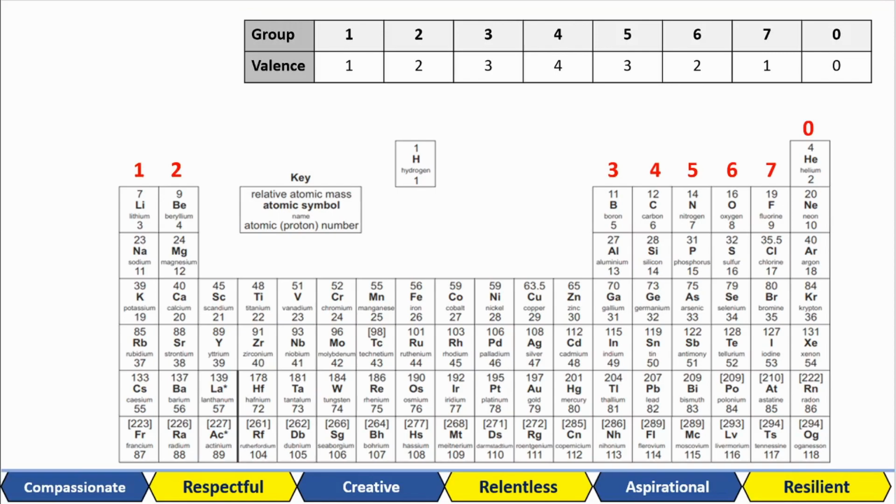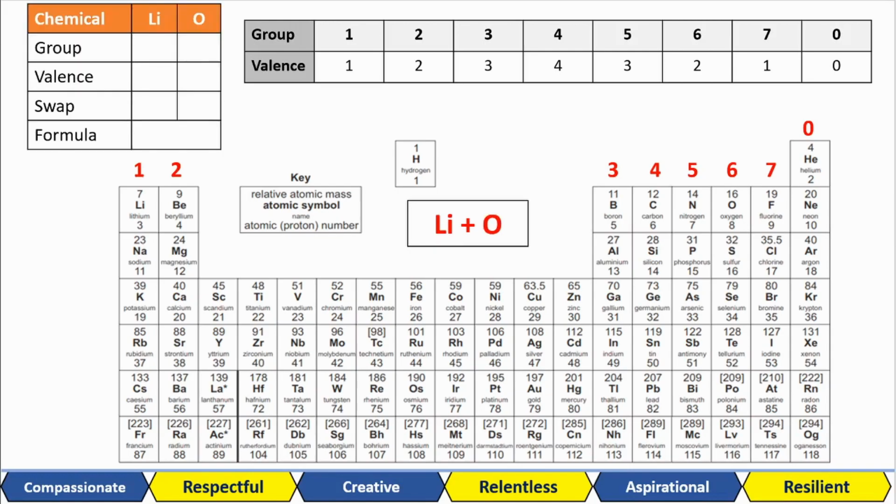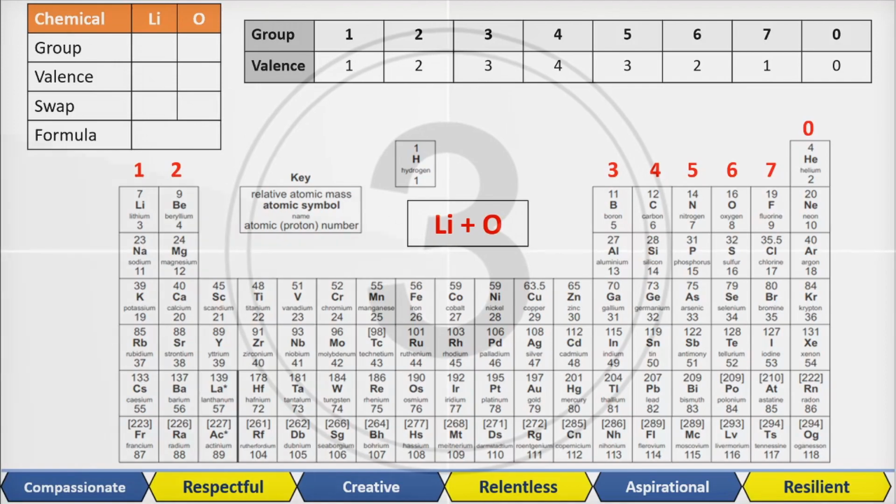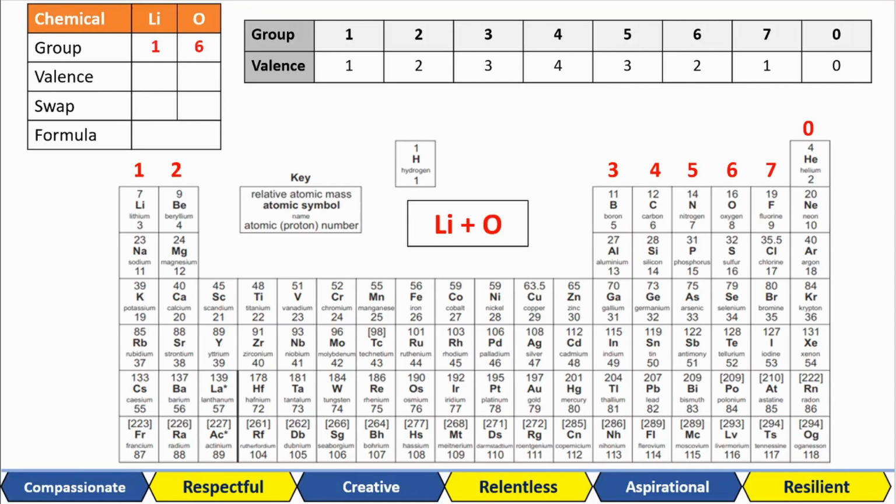Alright then, how about lithium oxide? Spend some time to fill this table out. Lithium is in group 1 and oxygen is in group 6. The valence of lithium is 1, the valence of oxygen is 2. We'll swap the numbers around, so 2 is in lithium and 1 is in oxygen. What is our formula? Li2O. Notice that when there's 1, we don't write the 1 next to it.